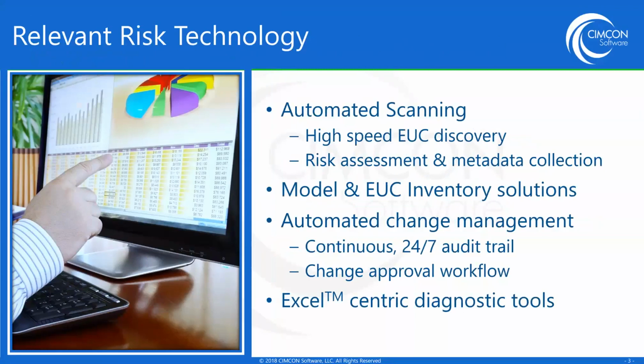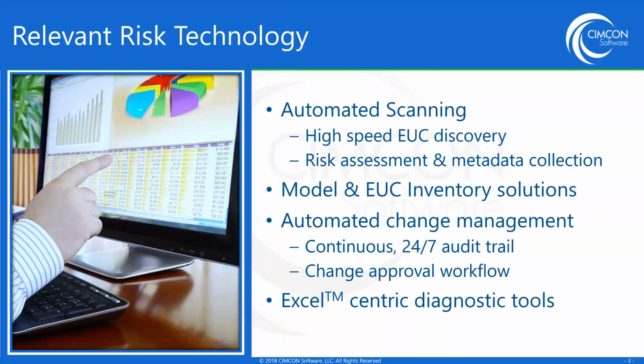So in terms of relevant risk technology, there's really four types. We're going to focus on three of them today, but there's the automated scanning, and this is at one level just high-speed, at-scale discovery. What end-user controlled files do we have out there in our network and or on our personal drives? And then the use of that technology, not simply to identify and quantify the raw numbers, but to actually go inside the files, take a look, and do a level of risk assessment.